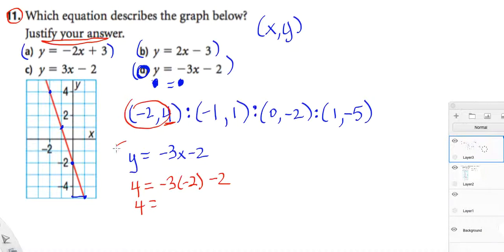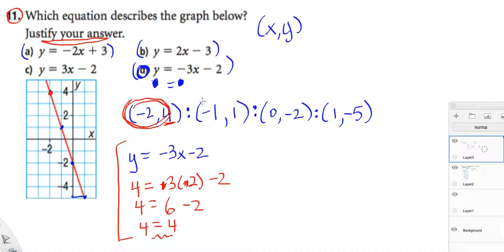Now we'll bring the numbers down again. This is how you're justifying, showing your work like your teacher always asks. So let's do -3 multiplied by -2. If we multiply two negatives together, they become a positive. So we have 6 minus 2. Then we have 4, and 6 minus 2 equals 4. So we know that those coordinates are on this linear equation.